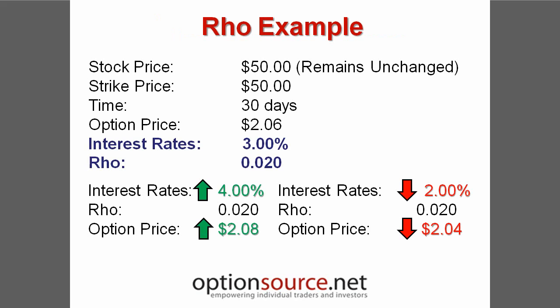In this example of rho, we have a stock that is priced at $50 and at-the-money option at the $50 strike. There are 30 days until expiration. The call option is priced at $2.06 with an interest rate of 3% and a rho of 0.02. If the interest rates were to rise to 4%, the option price would increase from $2.06 to $2.08. In the same respect, if the interest rates were to drop from 3% down to 2%, the option price would decrease from $2.06 to $2.04.